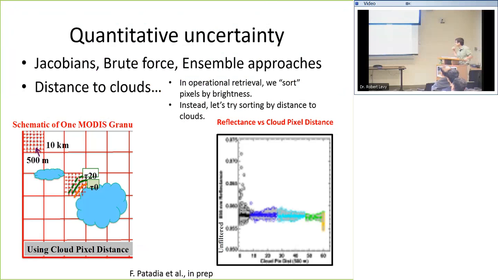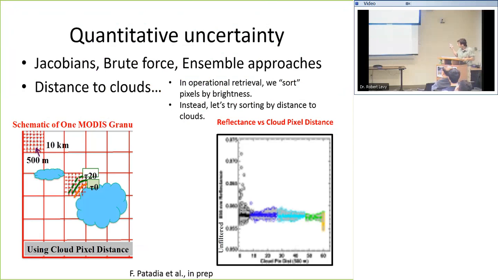Another thing we've been trying to do is understand these expected errors, which are always compared to AirNet, or something else on the ground. But we've been trying to get some sort of more quantitative uncertainty in our data products, doing things like Jacobians: what is the change in optical depth for a change in reflectance. So we're trying to include that in our product.